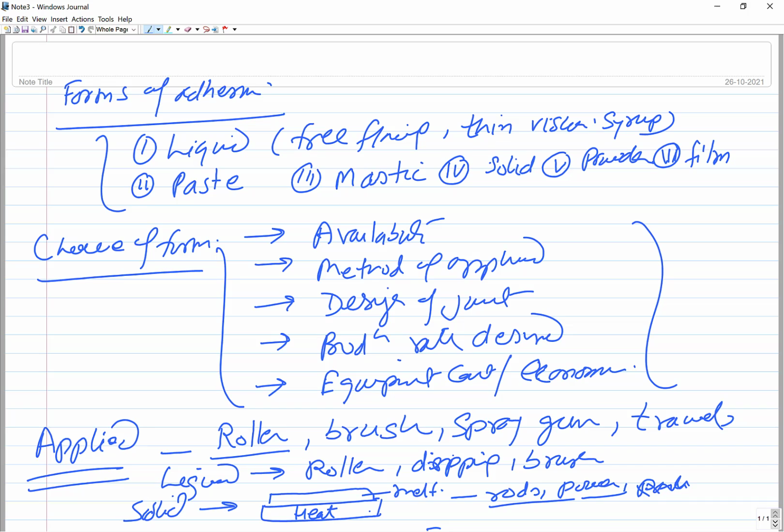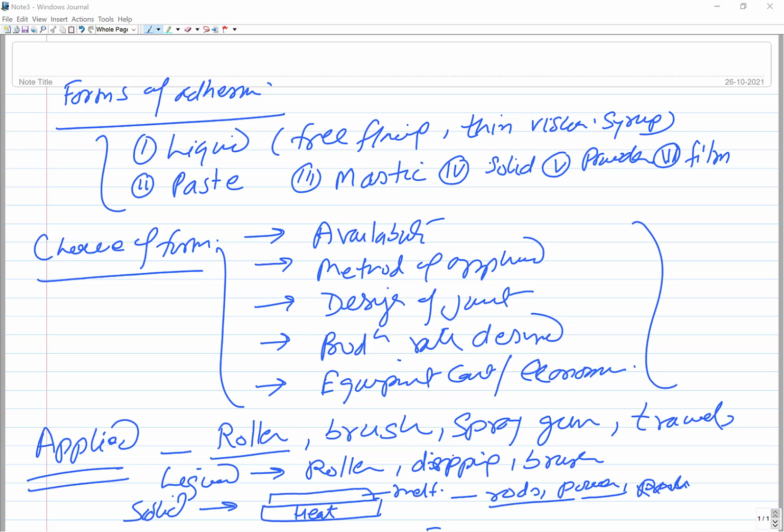Then there are films. The adhesive in the form of films is applied with the help of rollers, or it can also be spread in the form of a sheet over the component.